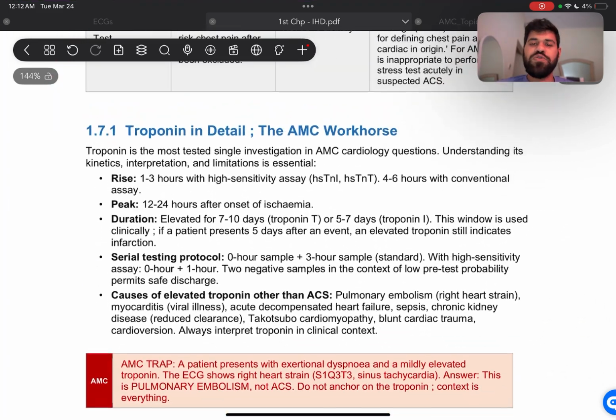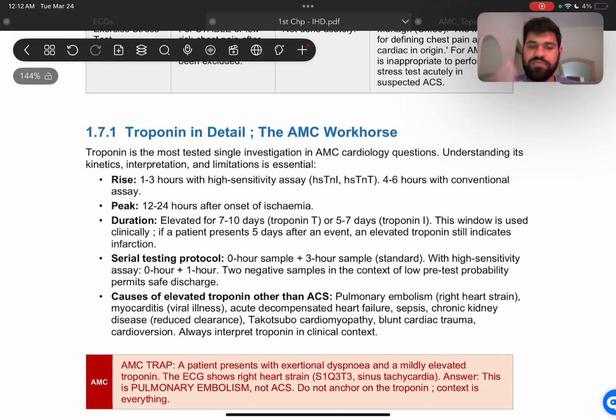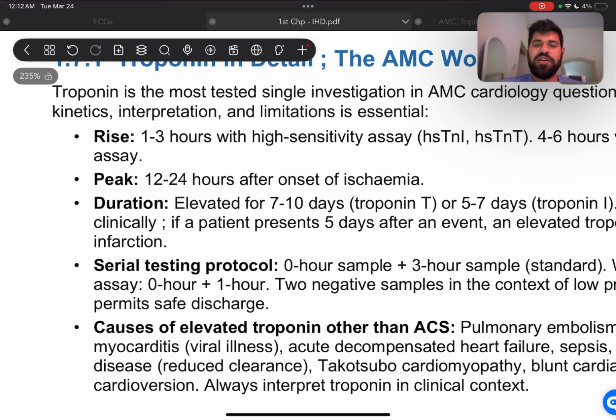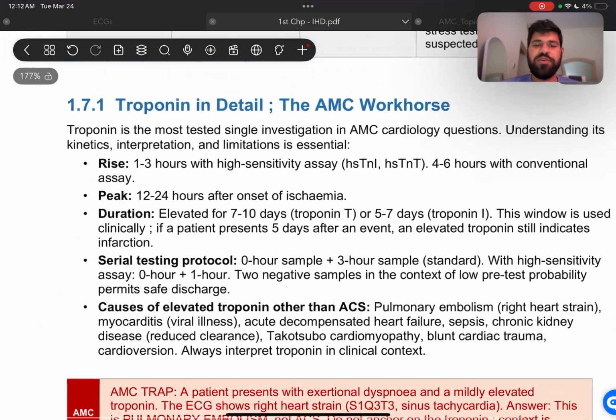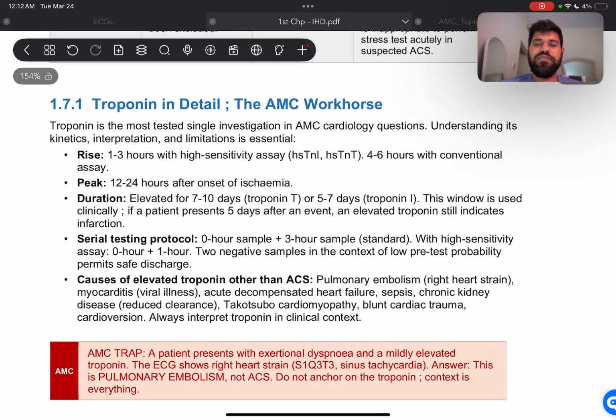So, troponin in detail. Give this a thorough read before you go and sit for the exam, because the timelines are very, very important for troponin rise. Troponin could also peak 12 to 24 hours after onset of ischemia, and it is going to be elevated for 7 to 10 days, or 5 to 7 days for troponin I. This window is used clinically. If a patient presents 5 days after an event, an elevated troponin still indicates an infarction.